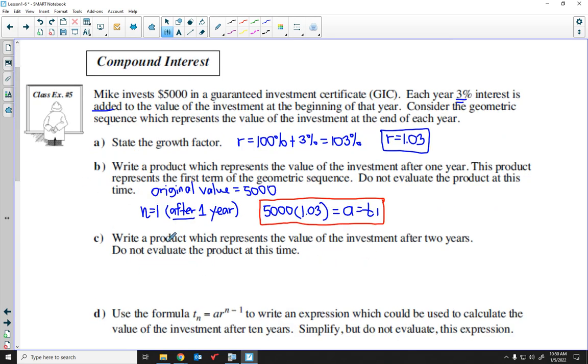Now, it says write a product which represents the value of the investment after 2 years. Okay, so that would be where n is 2. So the way to do this is, yeah, I could set up the general term formula, but another way to do it is I could just simply start off the original value. If you multiply by the growth factor once, that is the value after 1 year. If you multiply by the growth factor a second time, that's going to be the value after 2 years. So this is going to be T2. And again, it doesn't want us to evaluate the product this time for whatever reason.